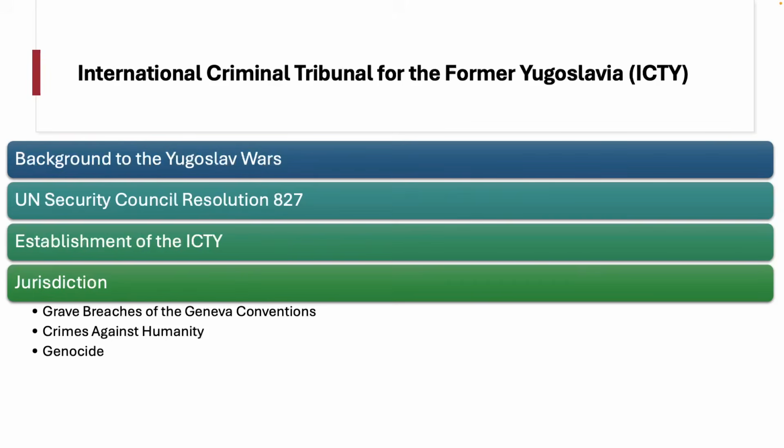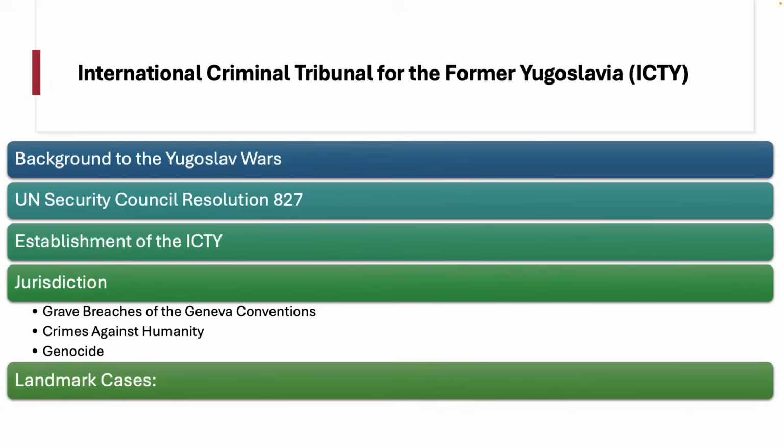Now, while a full and detailed analysis of all the cases that we see in the ICTY is well beyond the scope of this lecture, I want to spend a little bit of time talking about a couple of landmark cases, two specific landmark cases. The first is the case of Duško Tadić. Tadić is a very significant case because it is one of the first cases to be tried at the ICTY.